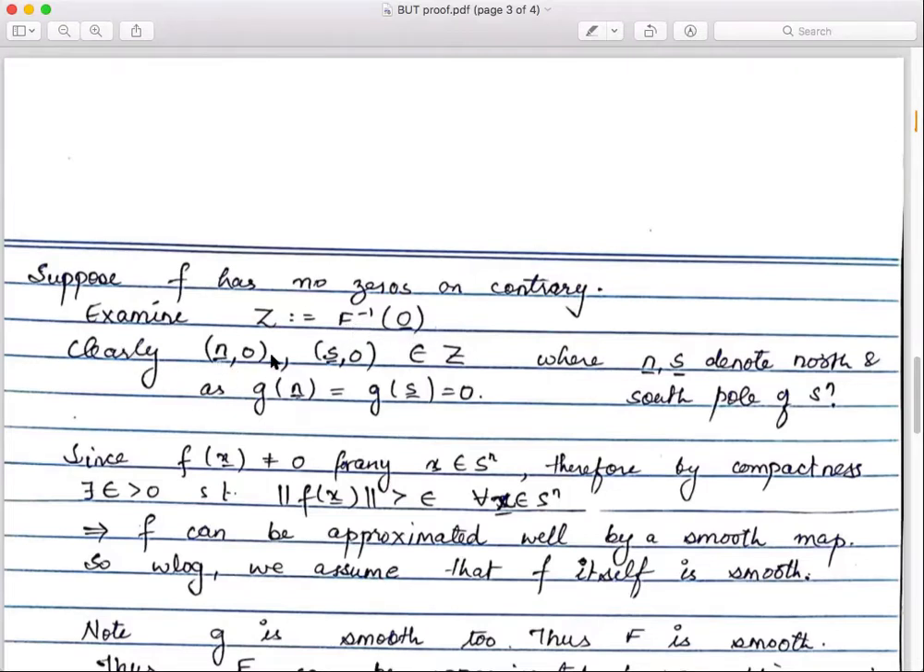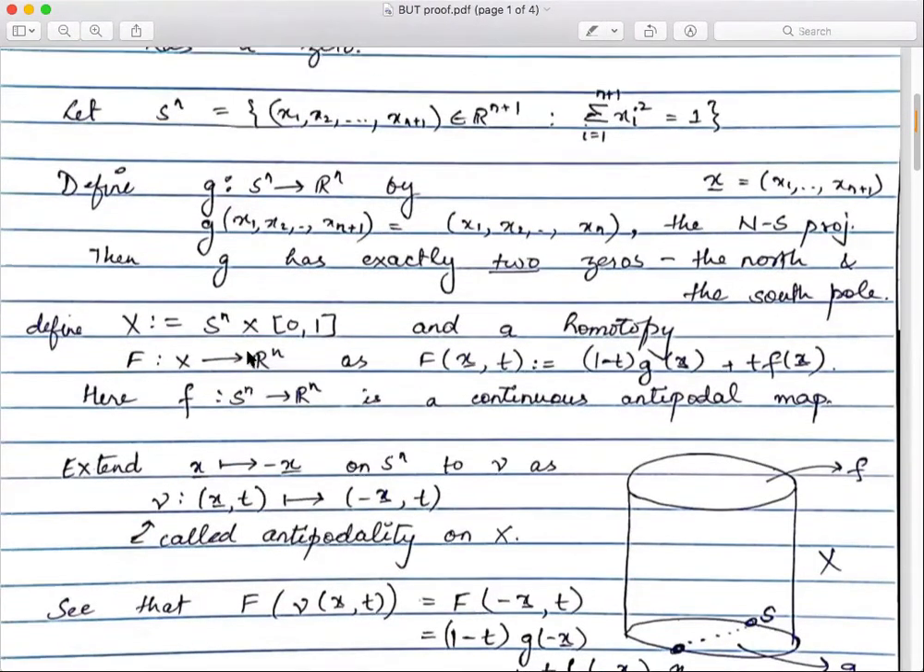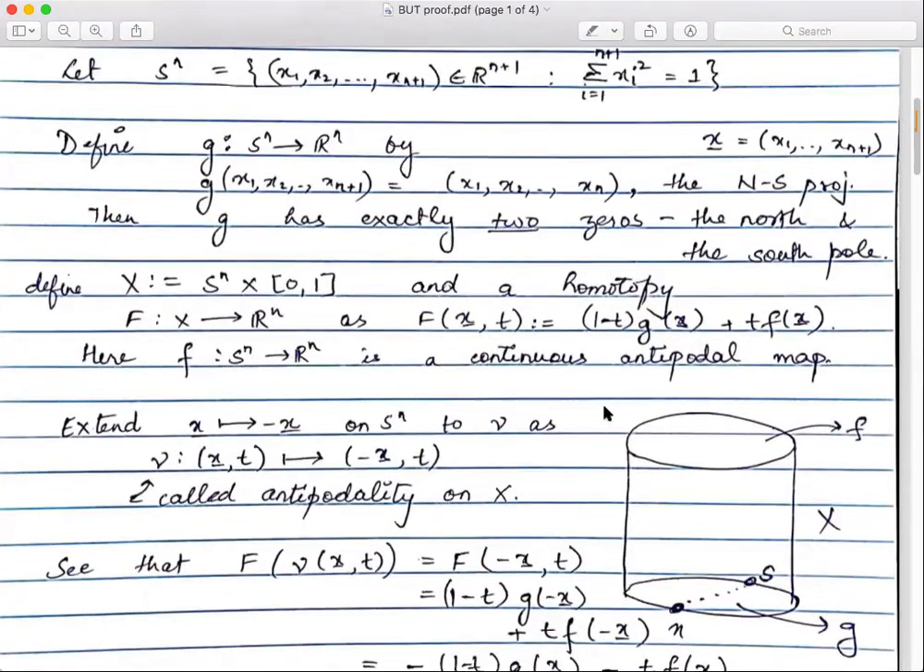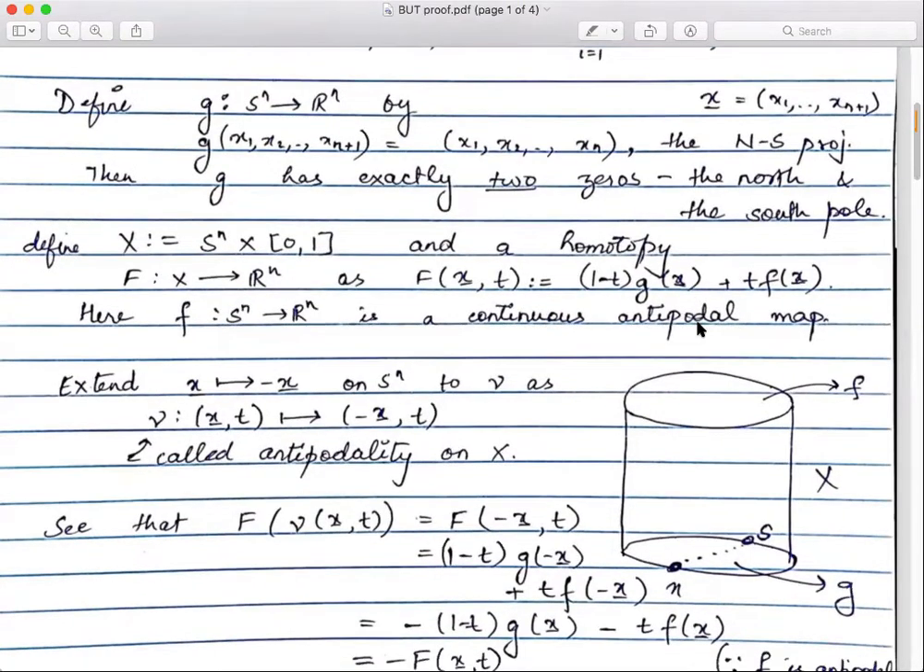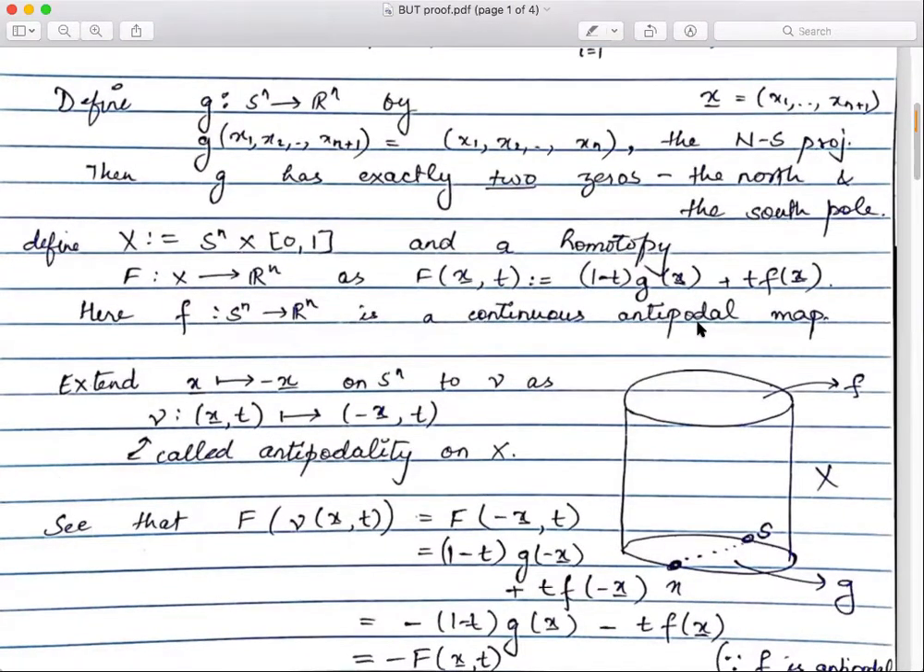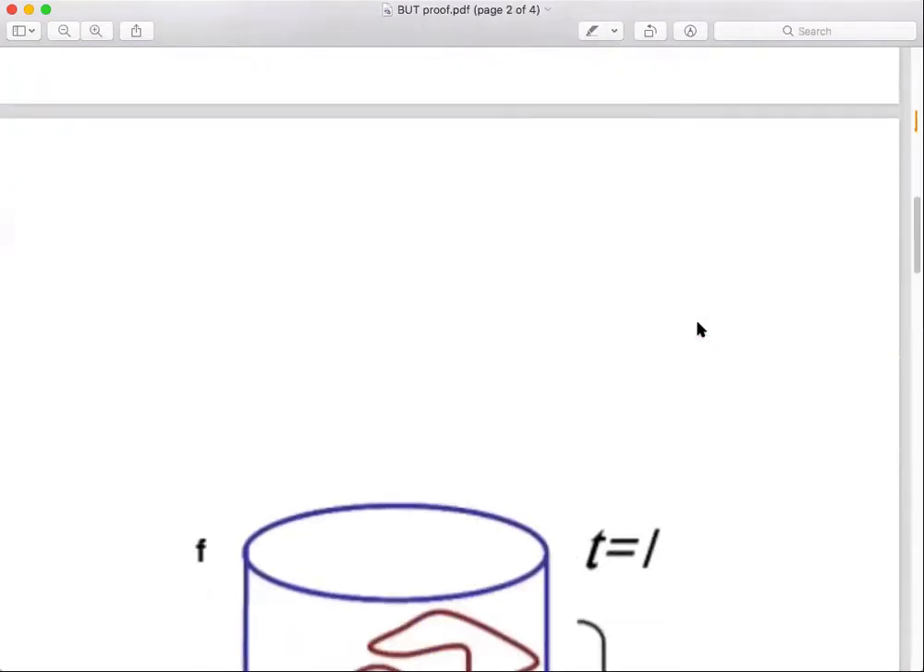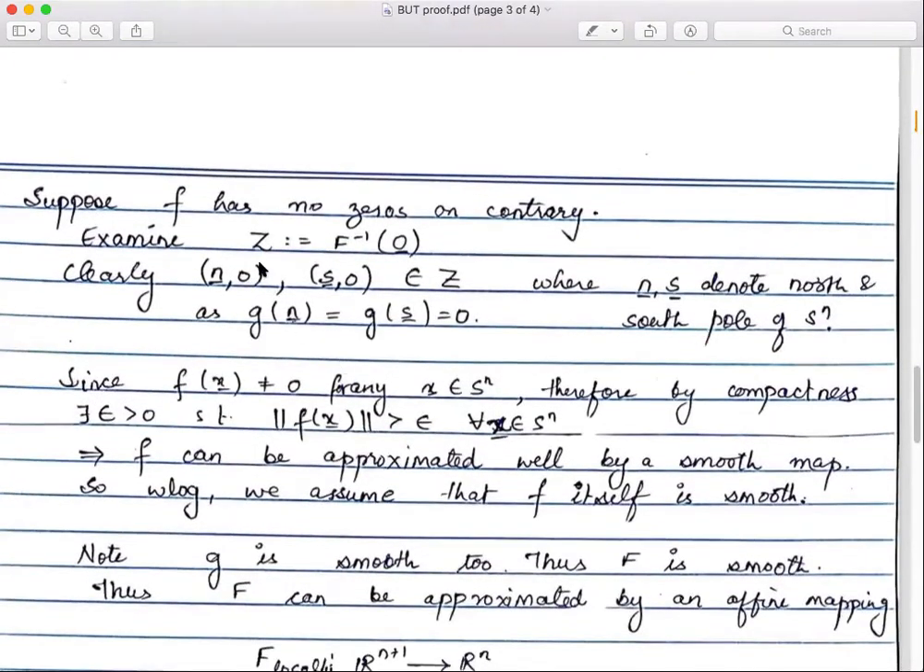So clearly N0 and S0 are in Z, where N is the north pole and S is the south pole of Sn. This is clear, right? If you put t equal to 0 in the definition of f, then f of (x, 0) is just g of x, and g has zeros exactly at the north pole and the south pole. So f inverse 0 definitely contains (north pole, 0) and (south pole, 0). These two points are certainly there.